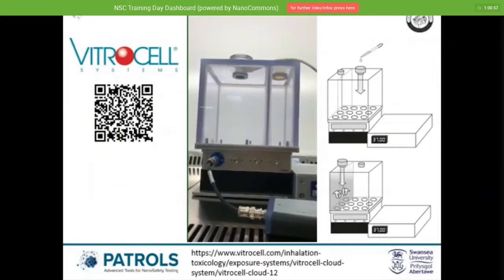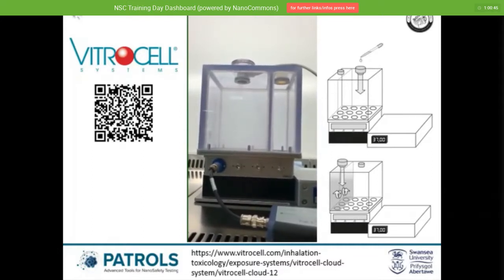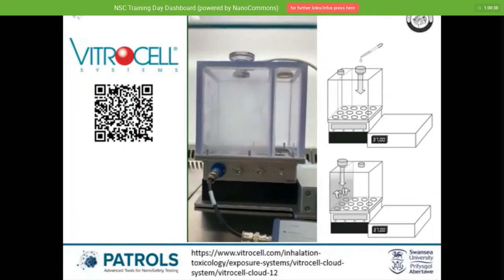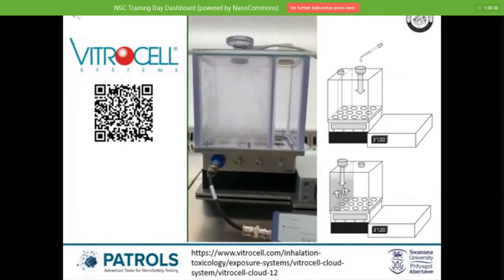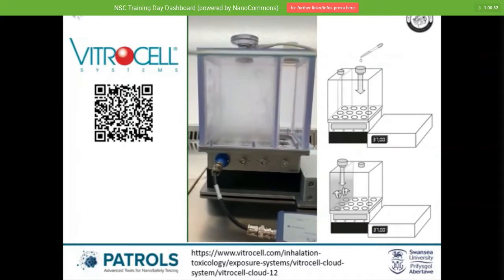So this is an example of one of our exposure methods, which is the Vitrocell Cloud 12. I've placed a QR code on the left-hand side in case anyone would like to have a look at more of the details on the website. Using this system, we place a specific volume of our nanomaterials in suspension into the nebulizer, which is then nebulized into our exposure chamber and onto our transwell inserts that are placed in the bottom of the chamber.